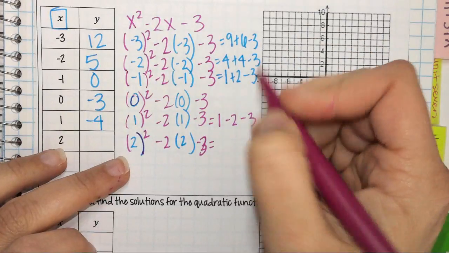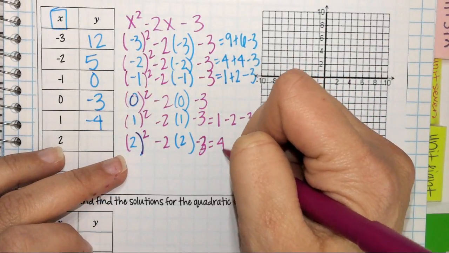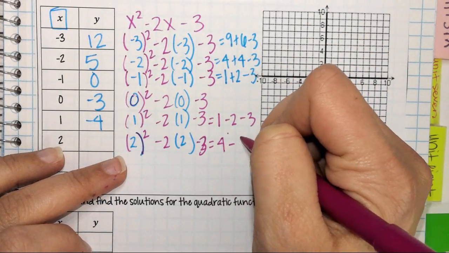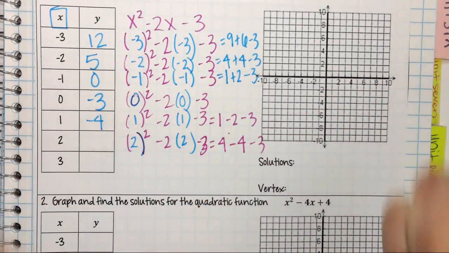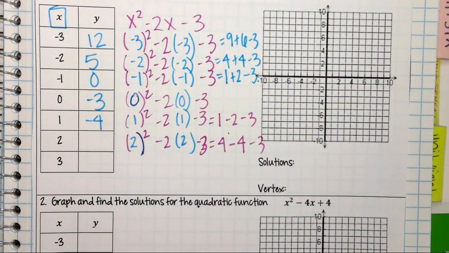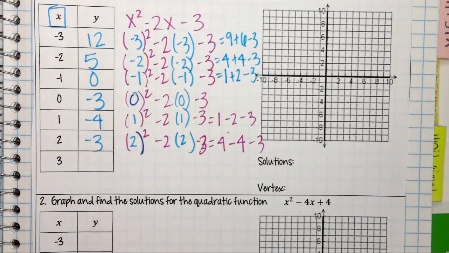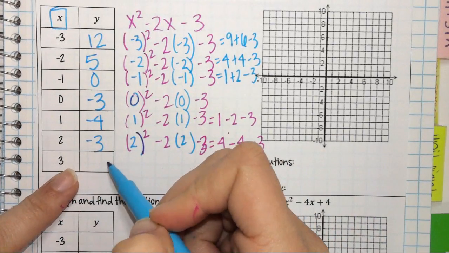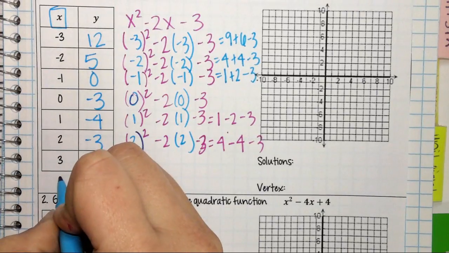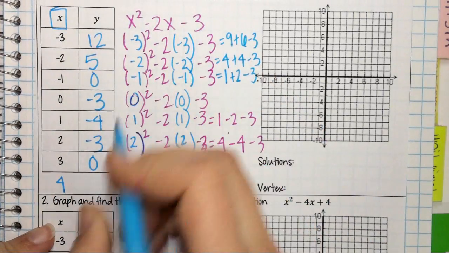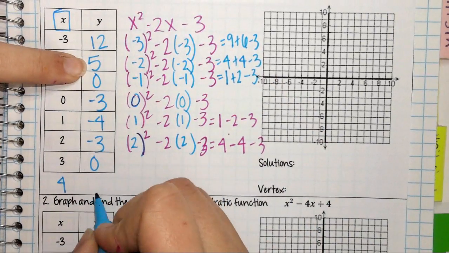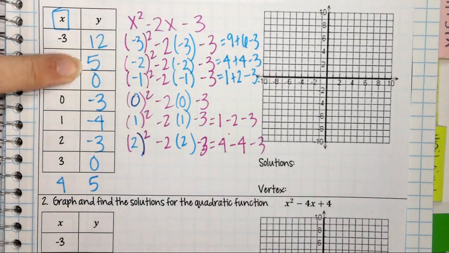All right, what's 2 squared? 4. What's 2 times 2? 4. All right, what's 4 minus 4? 0. What's 0 minus 3? Negative 3. Boom. So that repeats. All right, so what's our next y value going to have to be? 0. And if I plug in 4, what's my y value going to have to be? 5. It keeps going, guys.